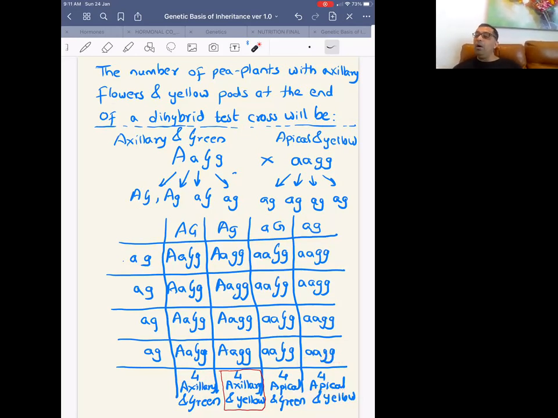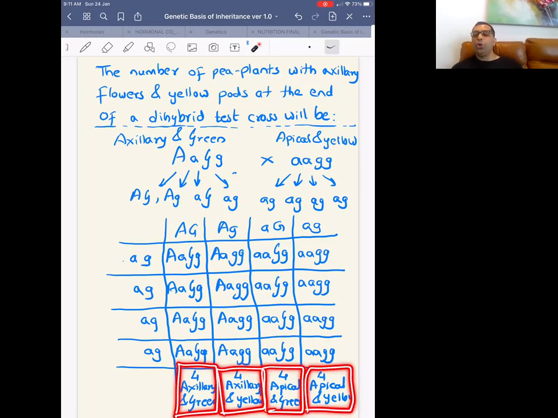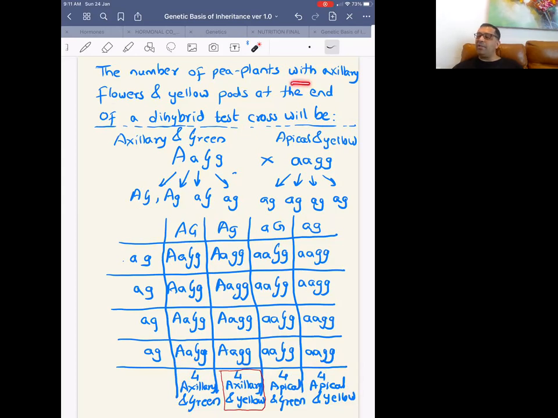So remember, dihybrid test cross ratio is 4 is to 4 is to 4 is to 4. In other words, 1 is to 1 is to 1 is to 1. So what did we get? 4 axillary green, 4 axillary yellow, 4 apical green, 4 apical yellow, in the ratio of 4 is to 4 is to 4 is to 4. In other words, 1 is to 1 is to 1 is to 1. Of course, the question here was asked: number of pea plants with axillary flower and yellow pods. So how many are with axillary flowers and yellow pod?